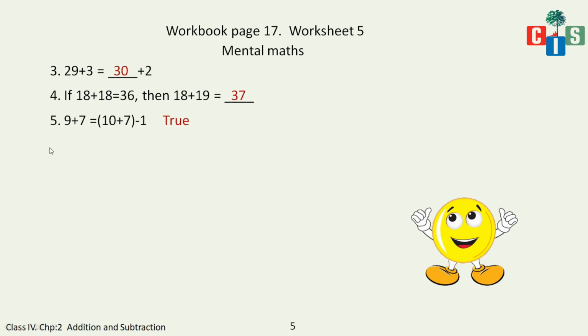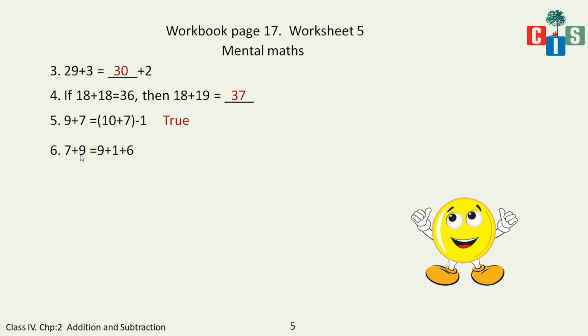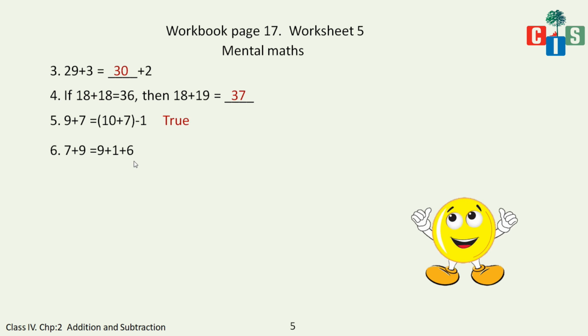Fine. The next question we have 6 plus 7 plus 9 is equal to 9 plus 1 plus 6. Whether it is true or false. So 9 is as it is 9 and 7 is broken down to 6 plus 1. Okay, so the answer will be the same and my answer will be true.